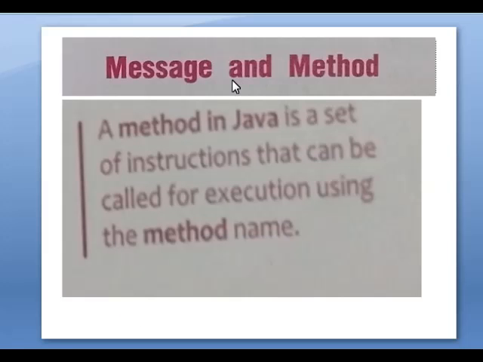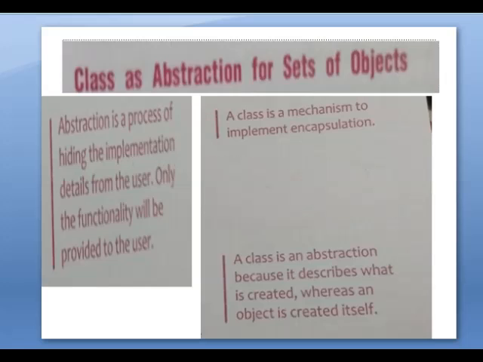The next one is message and method. Method means function. A method in Java is a set of instructions that can be called for execution by using the method name. So a method, or a function, is a set of instructions that can be called for execution by using the method name or the function name.